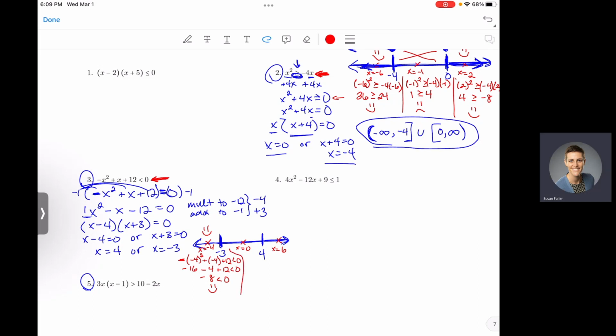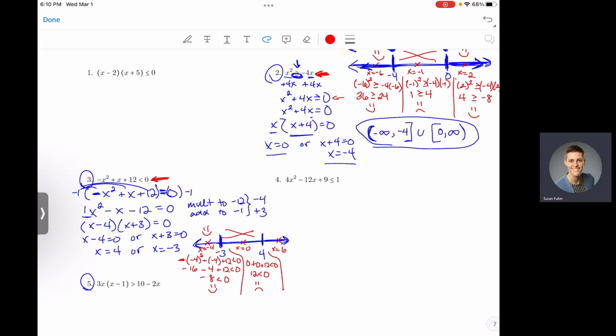Sorry, this is going to get a little tight. And now I'm going to plug x equals 0 into my original. 0 squared is still 0, so that's just 0 plus 0 plus 12 is less than 0. This says 12 is less than 0. That's not true. So this middle part will not work.